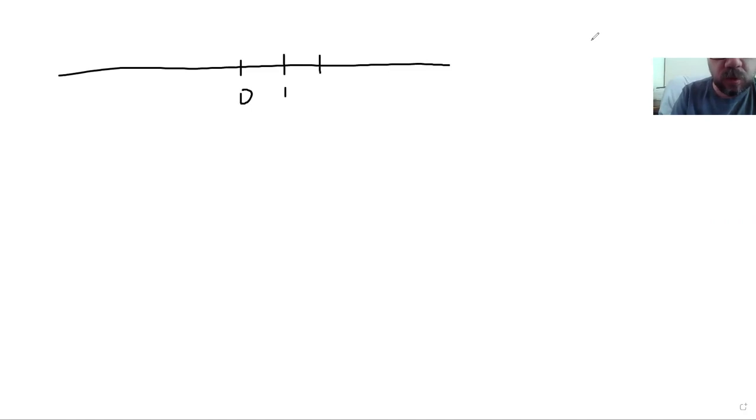So here's a number line. I've got 0 there, 1, 2, 3, etc., and -1, -2, -3. Okay, so let's say I wanted to describe all of the numbers between 0 and 2.